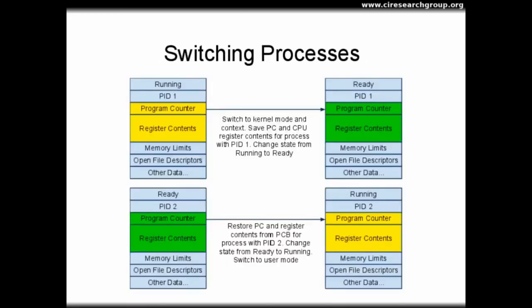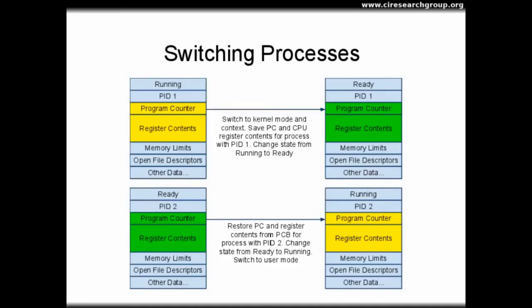This diagram presents a simplified view of process switching, where only the program counter and register contents are saved and restored. Here, the operating system switches from the process with ID 1 to the process with ID 2. The first step in the process switch is to perform a mode switch into kernel mode, along with a context switch to the section of the kernel that handles process switching. That component of the kernel saves the program counter and CPU registers into the process control block for process 1. Also, the process state for process 1 is set to ready, indicating that the process is ready to run again once a CPU core becomes available.